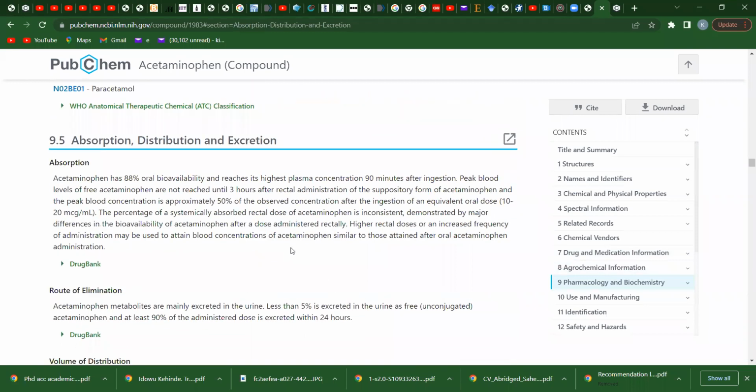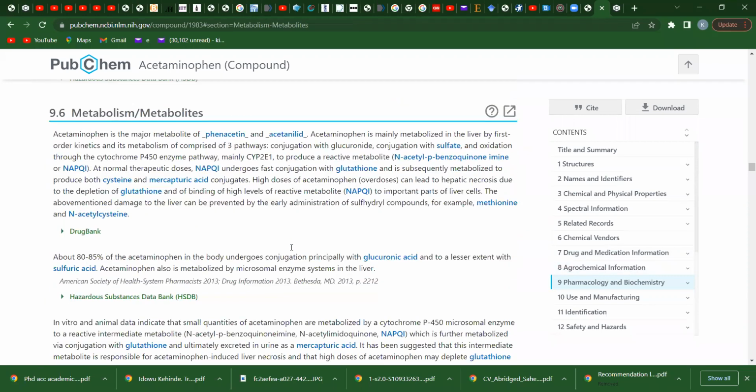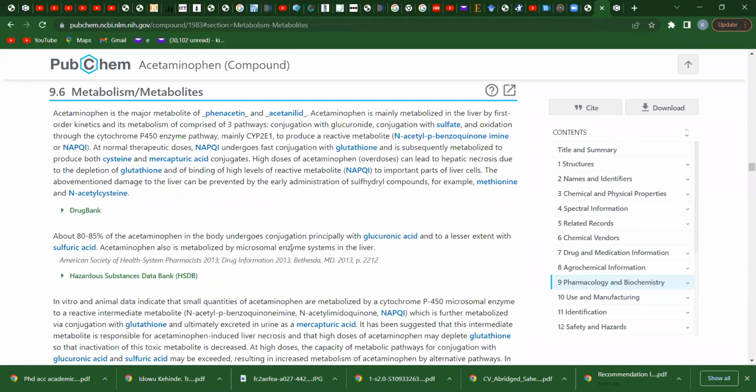Every information you can take is absorption. When you take it through your mouth, how does it get to the place where it's working? At the route of administration, everything is underneath metabolism and metabolite, and how it works. You see, acetaminophen is the major metabolite of phenacetin and acetanilide. It's mainly metabolized in the liver. First pass kinetics, its metabolism pathway.